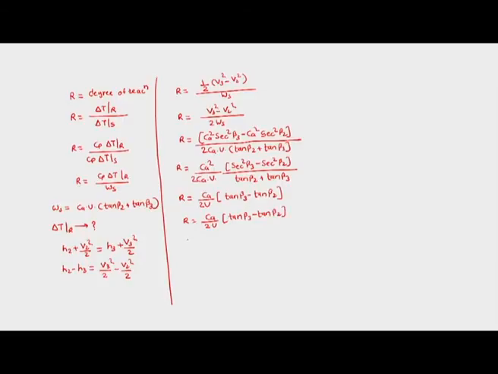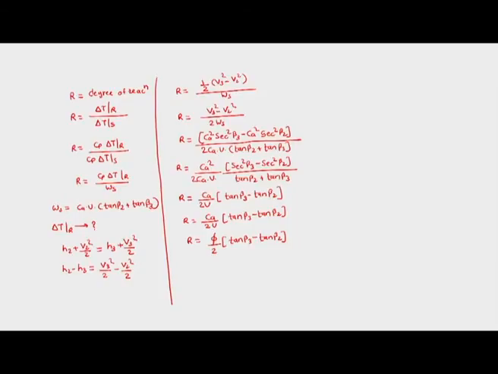But we know that Ca upon U is equal to phi. So R is equal to phi upon 2 into tan of beta 3 minus tan of beta 2. So this is the expression for the degree of reaction for the axial turbine.